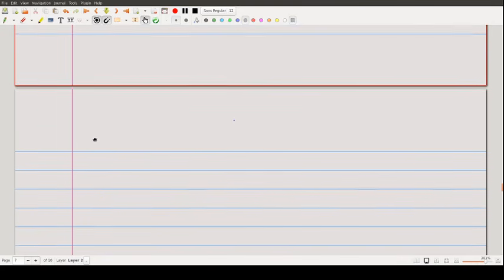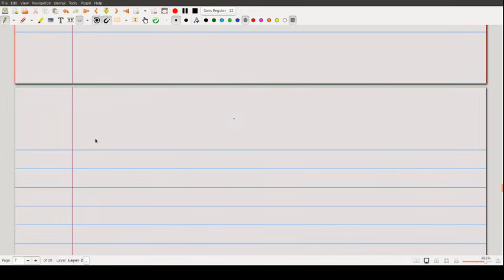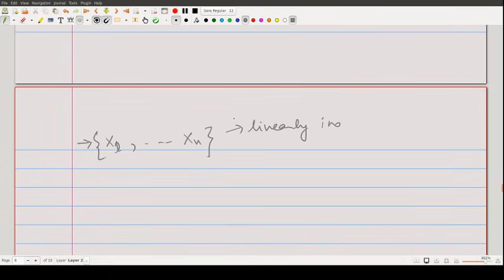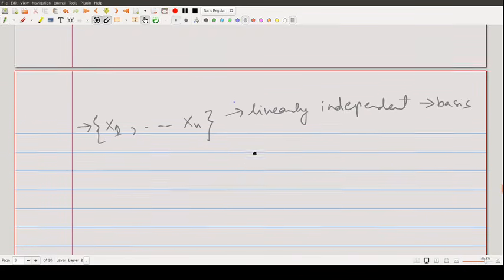If we take any linear combination, what I'm going to attempt is to show that this collection x1 up until xn is linearly independent. And we know that if we have n linearly independent vectors in Rn, then it forms a basis. So all I need to do is show that they're linearly independent.